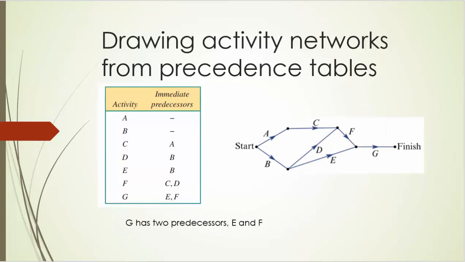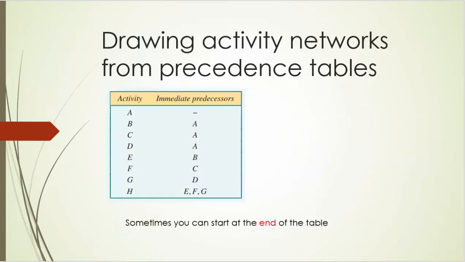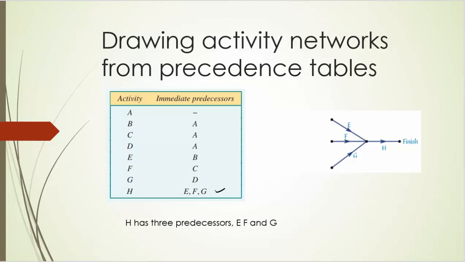And we're done. That's what it looks like more tidily. Now, as I said, you can sometimes start at the end of the table, down the end, and work backwards. That's what we're going to do this time. You'll notice immediately that activity H, which you mustn't forget to draw as an activity of its own, has got 3 predecessors, E, F and G, so we've done that line, and that's it so far.